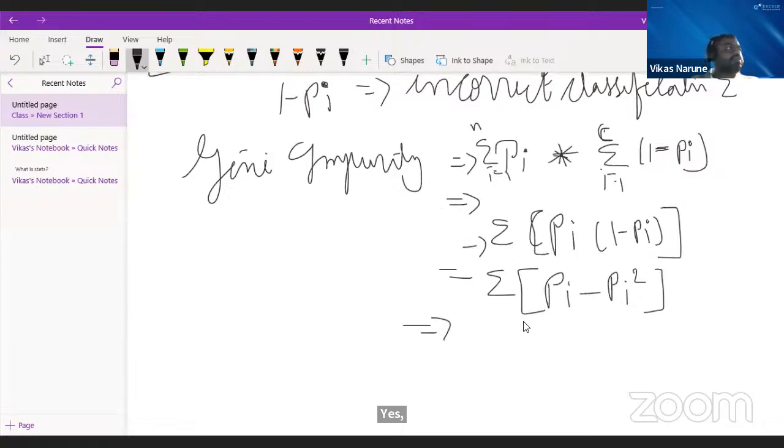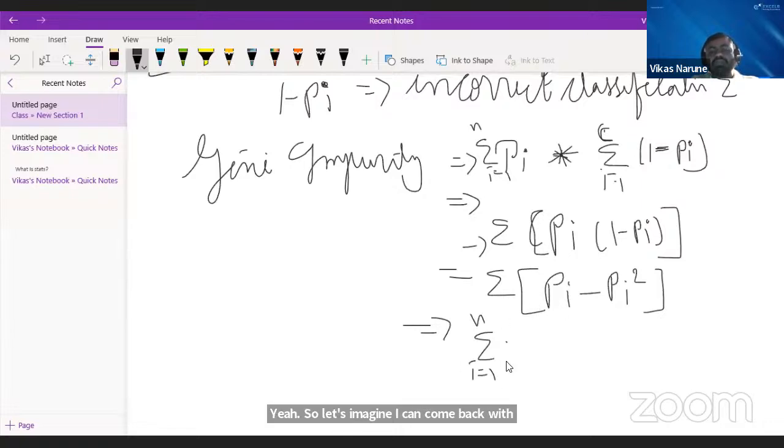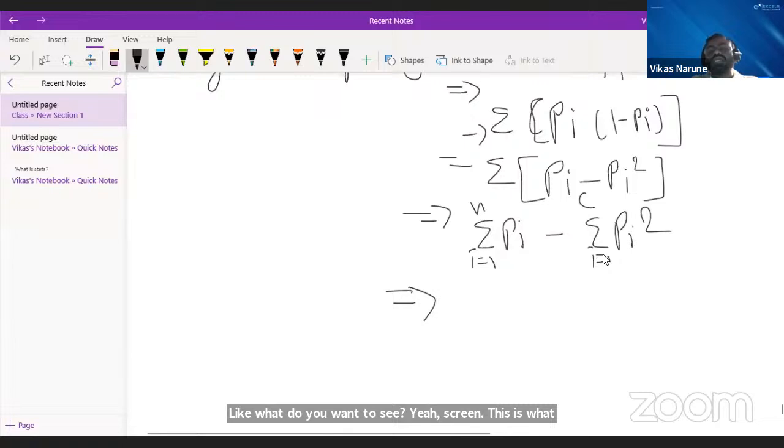So let's imagine this way. Pi into pi is pi square, right? So guys, let's come back with the summation of these probabilities: summation of pi minus summation of i equal to 1 to c of pi square. This is what it's going to look like, right?